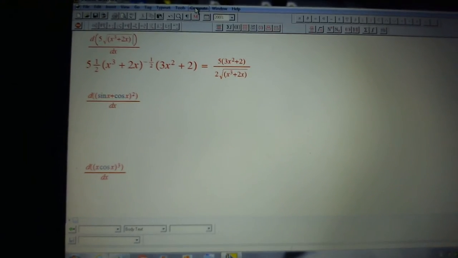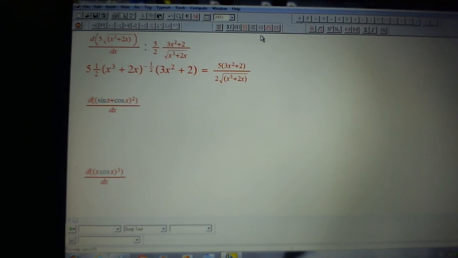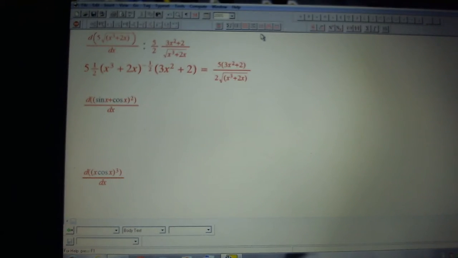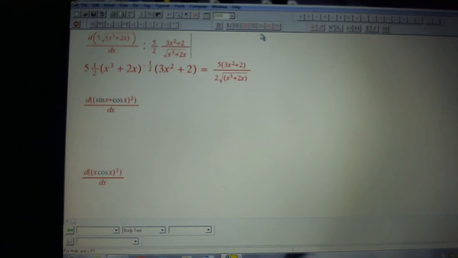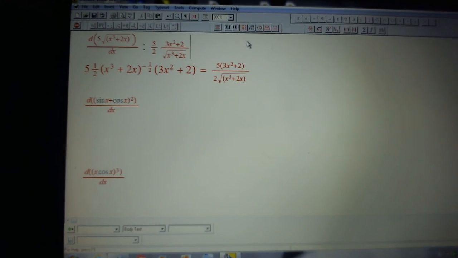Hey computer, evaluate. Here we go. So I've got the 5/2, I've got the 3x squared plus 2 on top, and I've got that square root down below. So hey, the computer says we did it right. That's worth something, I suppose.